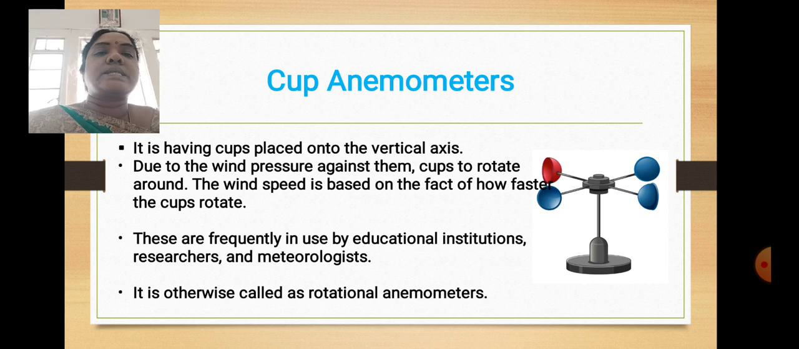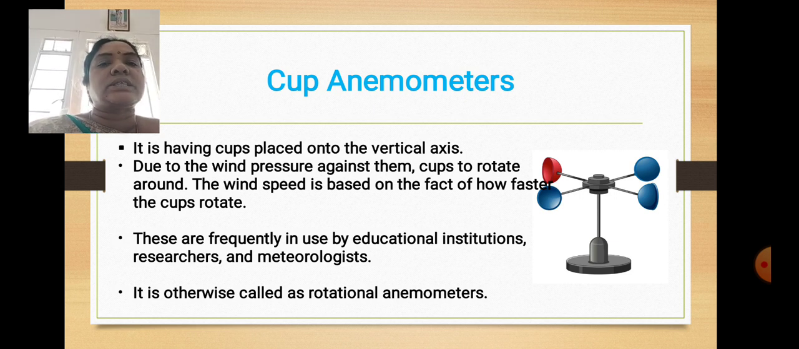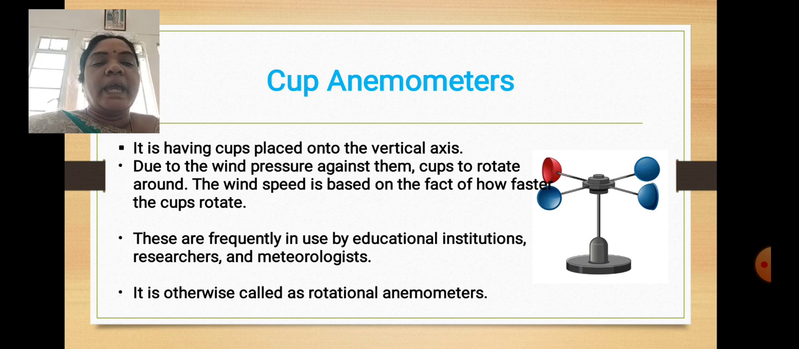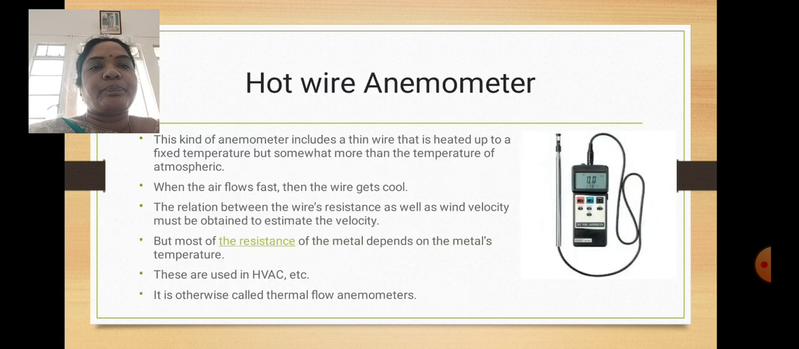The first type is the cup anemometer. It has cups placed onto a vertical axis. Due to the wind pressure against them, the cups rotate around. The wind speed is based on how fast the cups rotate. These are frequently used by educational institutions, researchers, and meteorologists. It is also called the rotational anemometer.